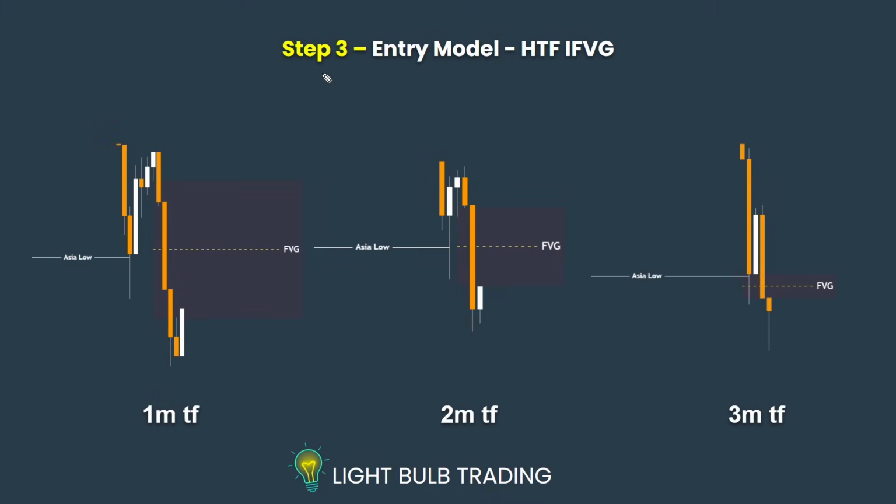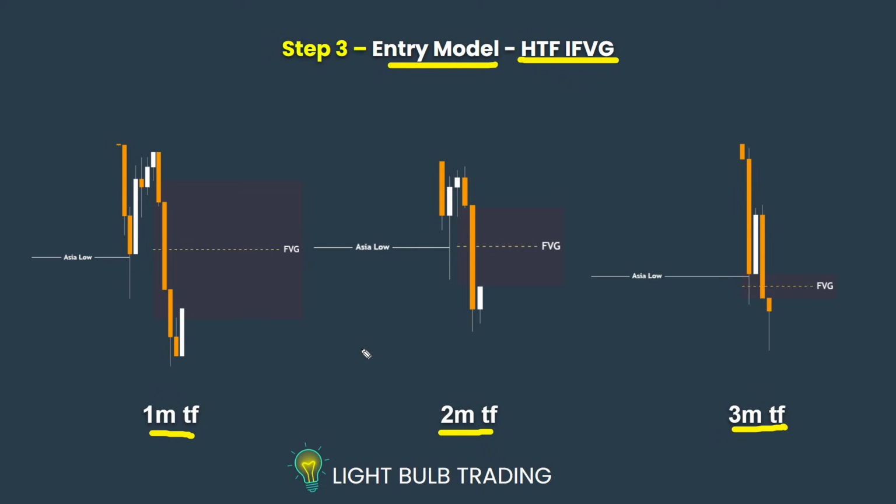Now for step 3, this is our entry model where we look for the highest time frame inversion. The time frames that we're going to be looking to find an inversion fair value gap are the 1 minute time frame, the 2 minute time frame, and the 3 minute. We'll not be looking at the 5 minute, 15, 10 minute, no higher time frames. Just stick to these 3. Now to trade the highest time frame inversion, we need to analyze the leg starting on the 1 minute and working our way higher to the 2 minute and finishing off on the 3 minute.